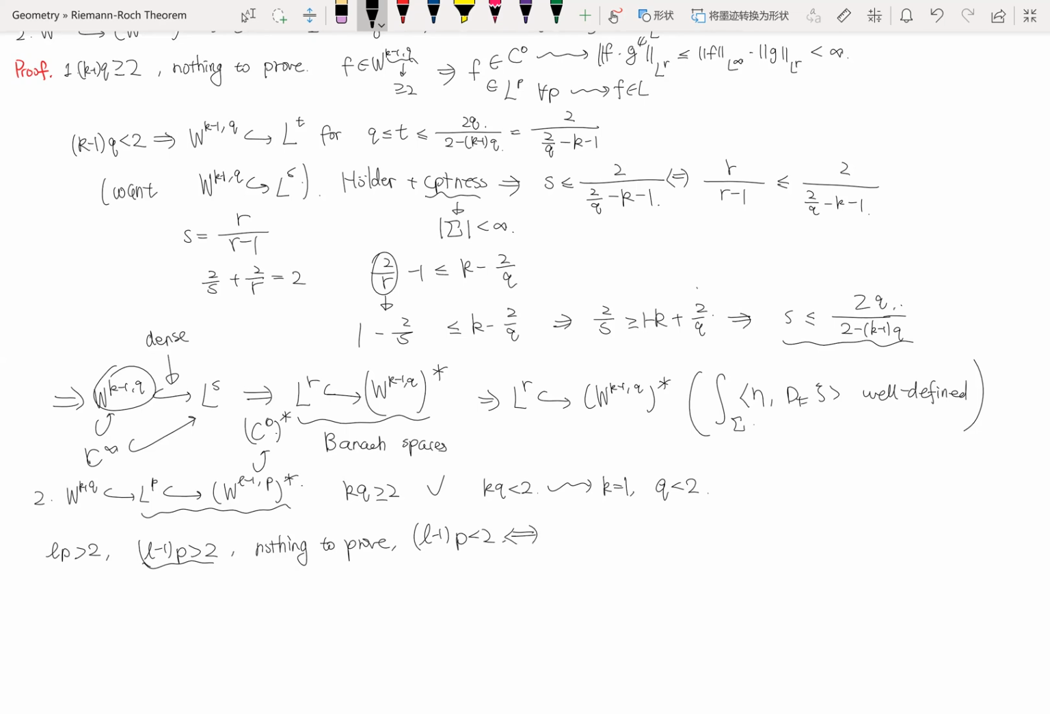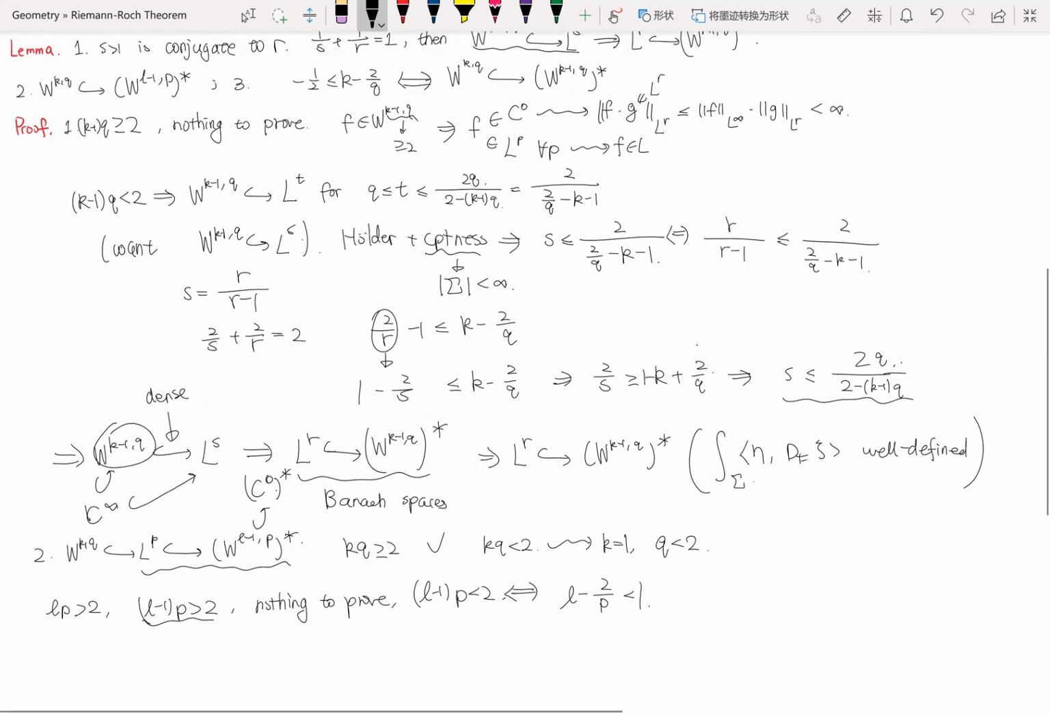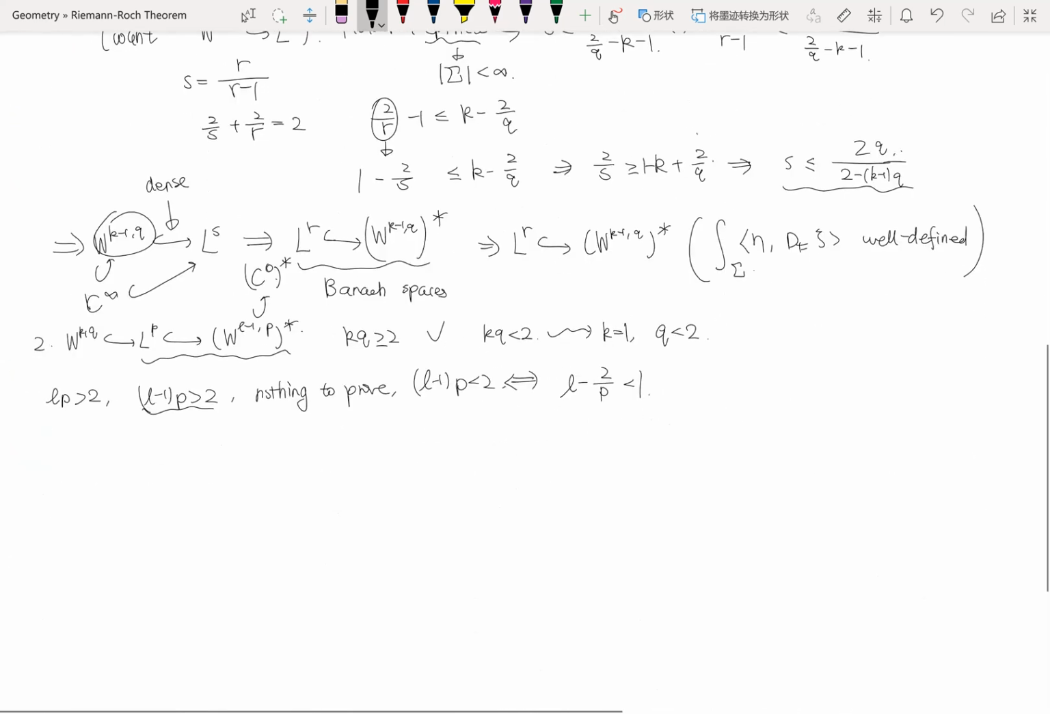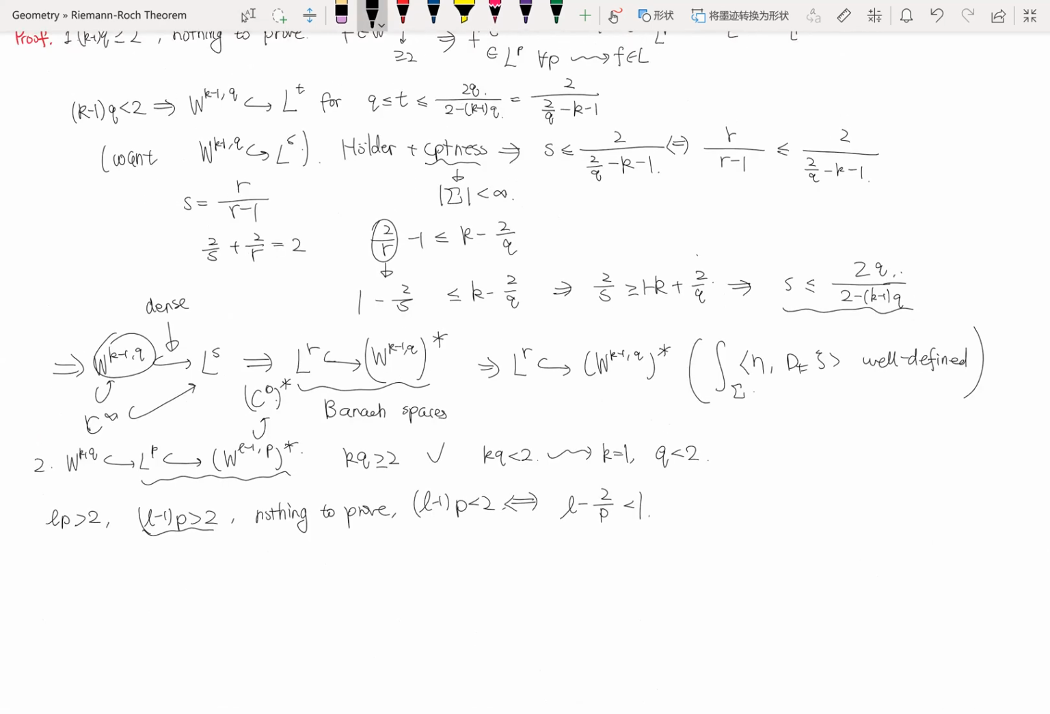This is equivalent to saying that l minus 2 over p is bounded by 1. So we again apply the Sobolev embedding: W^{l-1,p} is embedded into Lt for t greater than t and bounded by 2 minus (l-1)p over 2p.